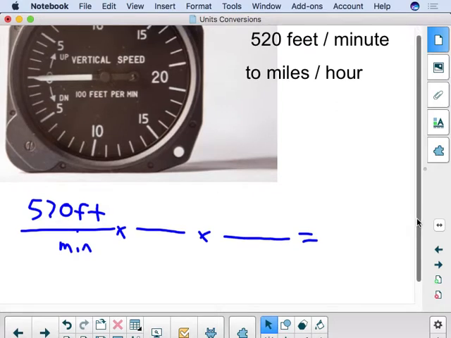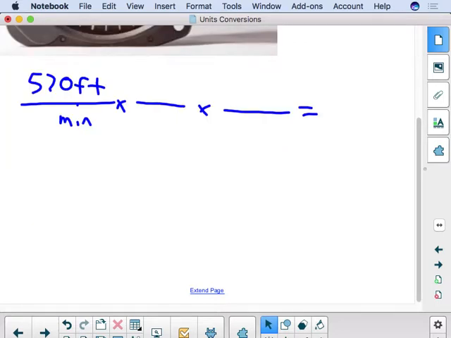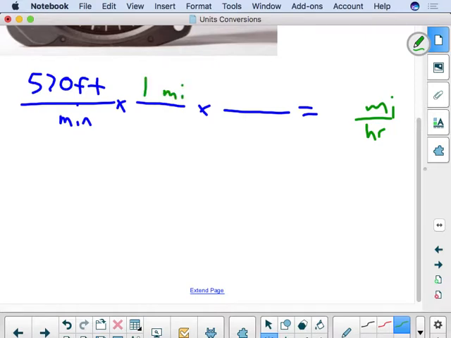Okay, so we got 520 feet per minute. I want to convert that into miles per hour. So somebody raise your hand and tell me what my conversion factors are going to be. Claire: 1 mile over 5,280 feet. So give me 1 mile. I want miles to be the top, so I'm going to write it over the feet number, which happens to be 5,280.